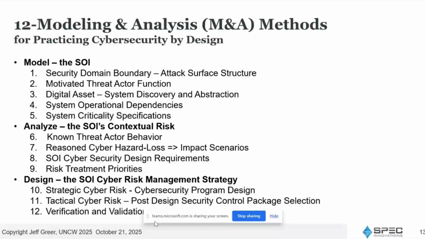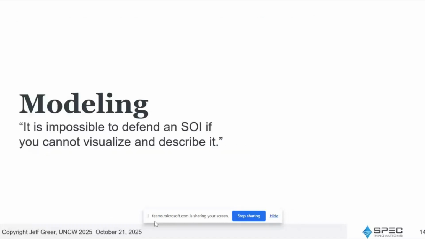design, you want to look at the cyber risk management strategy for the system of interest. You have two types of risk that you want to manage. You have strategic cyber risk, that's your cybersecurity program. We'll talk about that in a little bit more detail. And then you have tactical cyber risk, and that's your post-design security control package selection. And then ultimately verification and validation. So here, let's dive into modeling just a little bit.